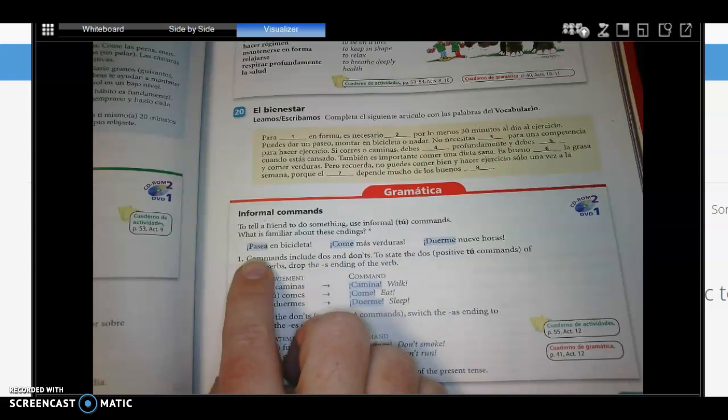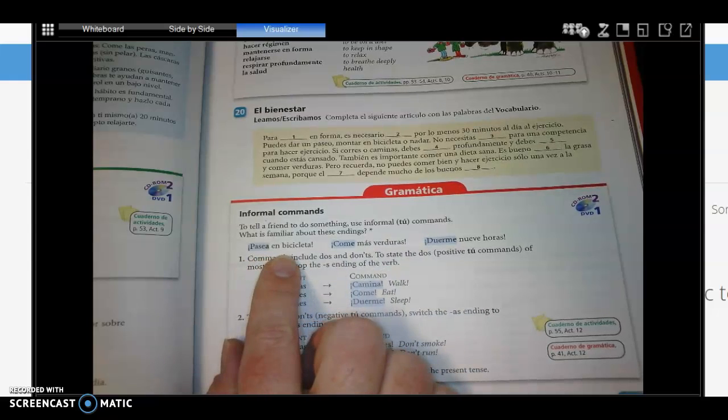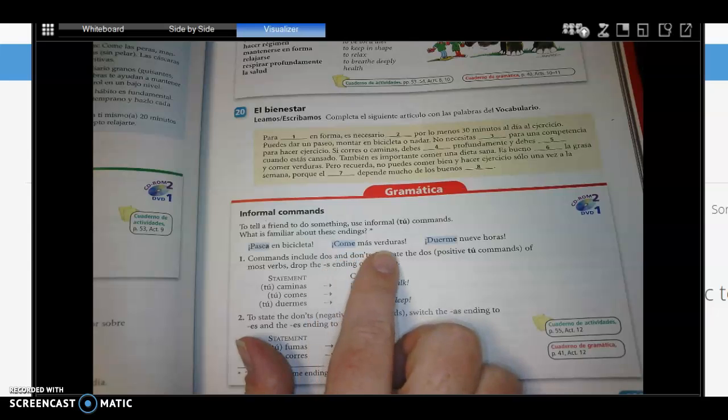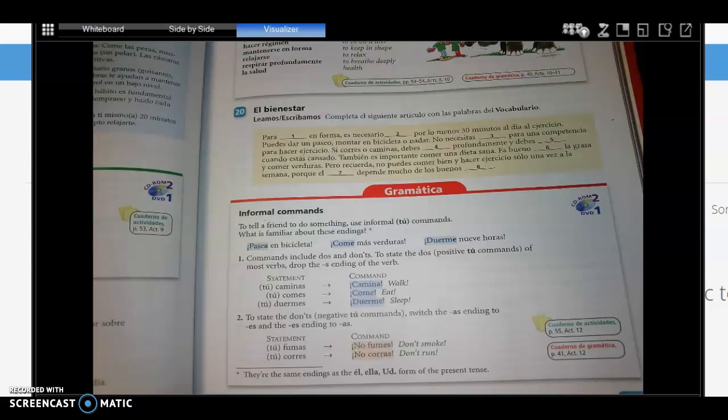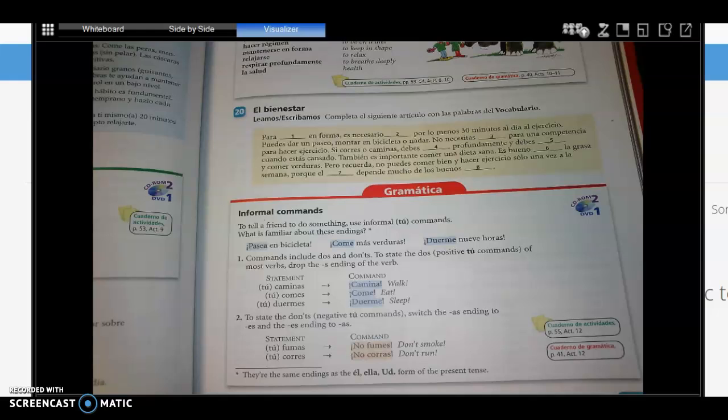Here's some examples. Pase en bicicleta, so ride on the bicycle. Come más verduras, eat more vegetables. Duerme 9 horas, so sleep 9 hours. Now, you'll notice something about these tú commands, that they are not using the S on the end like we're used to verbs doing. Instead, they're more in the él, ella, usted form of the present tense, and that's basically what tú commands do. They are using it minus the S, okay?